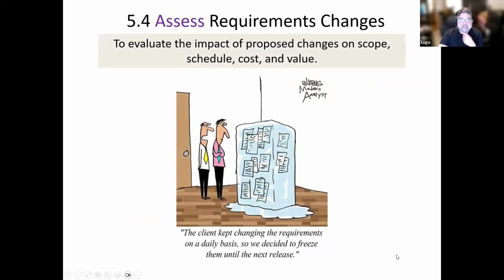Next, we have assessing the requirements changes, which involve evaluating the impact of the proposed changes on scope, schedule, cost, and value. The client kept changing the requirements on a daily basis, so we decided to freeze them until the next release. Very important. Brad agrees, I believe.